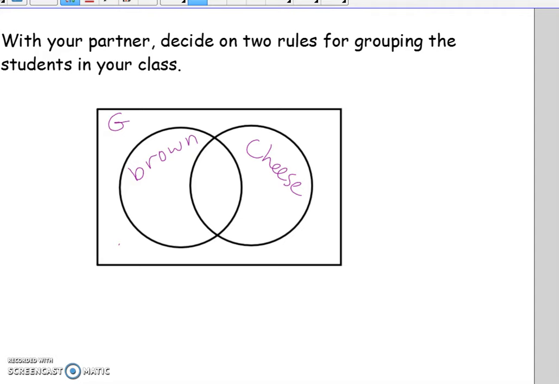You're following the rules. You're saying, if I have brown hair, then I go in this circle. Oh, I don't have brown hair, so I know that I don't go in that circle. If I like cheese, I go in this circle. I do like cheese, but I know I don't have brown hair, so I know I'd have to be in that part of the Venn diagram.